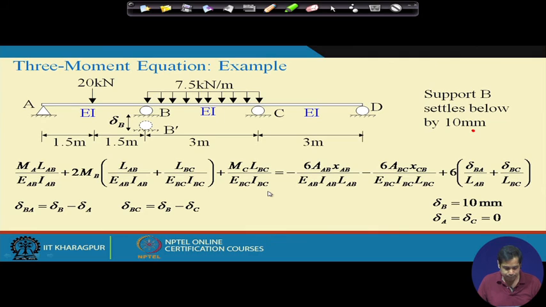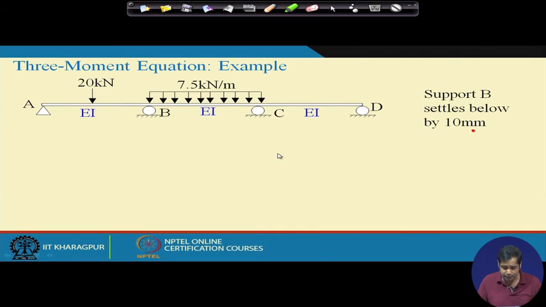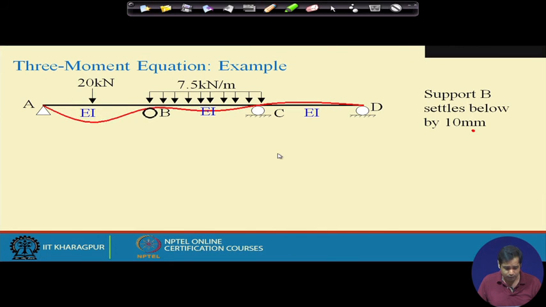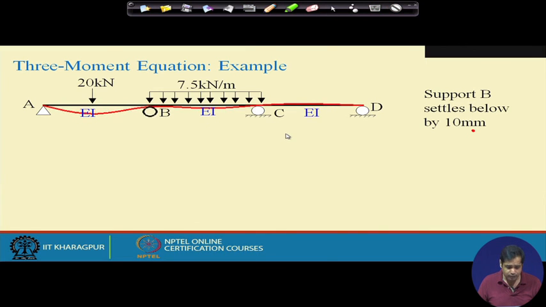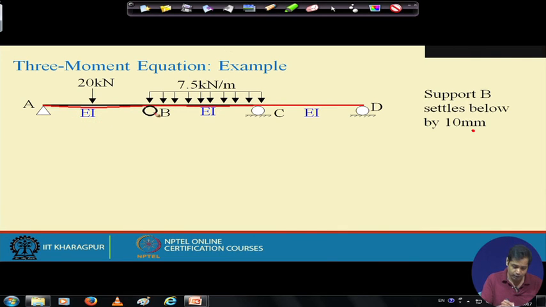Now, if you have to see the deflected shape of this beam, the deflected shape looks like this. You can see here in this example how this support settles below. The movement of this support can be easily seen here.